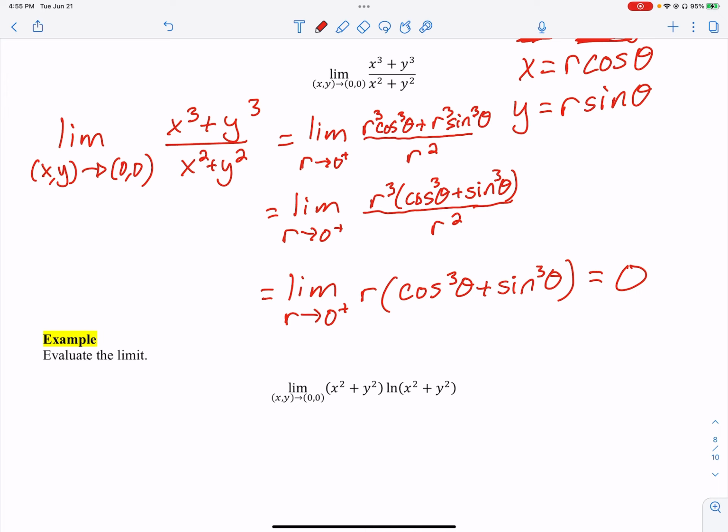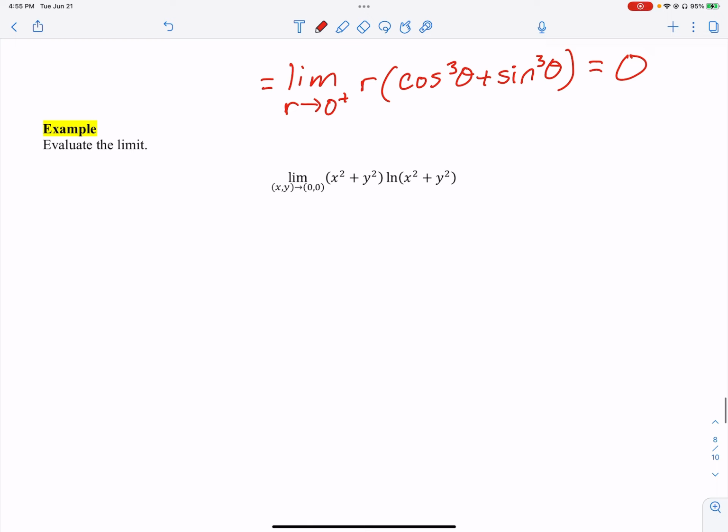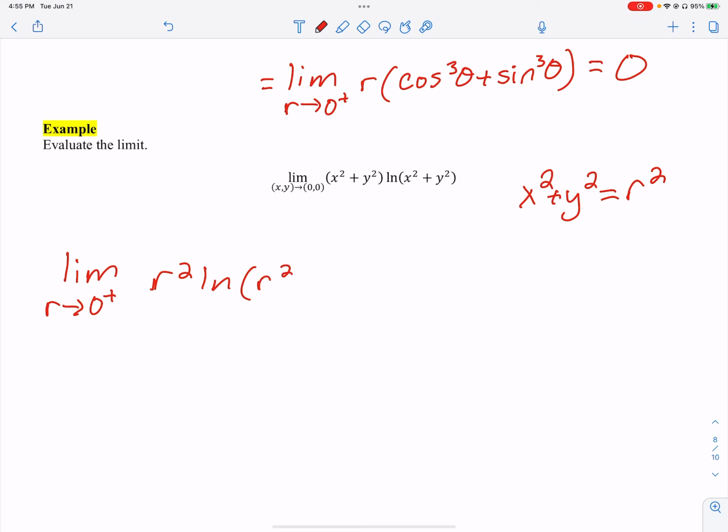All right. We have another method using the same approach. So let's try this out. The way it looks right now, I can't do that, but I can make the replacements. And what's great here is this is going to change everything to polar in one change. So I get the limit as r approaches 0 on the positive side for the same argument. And then I'm going to get r squared times the ln of r squared.